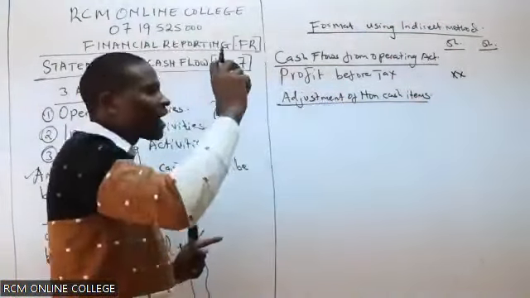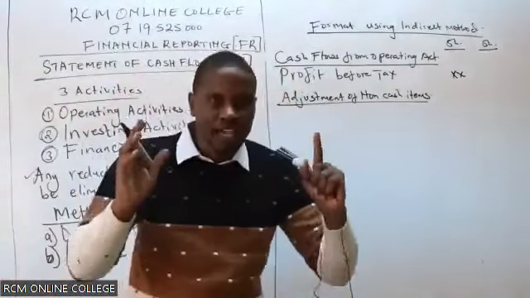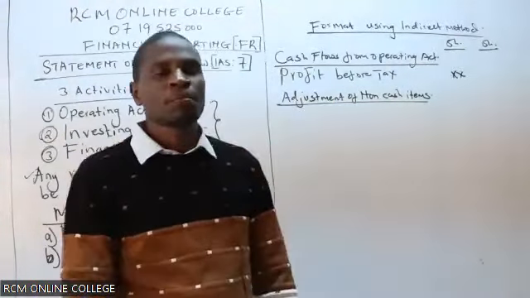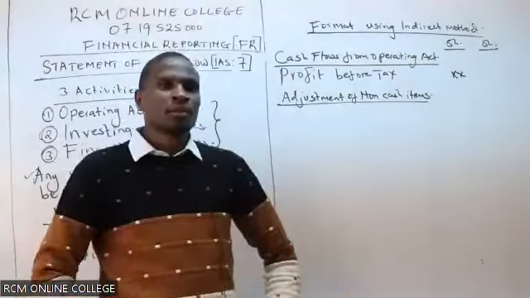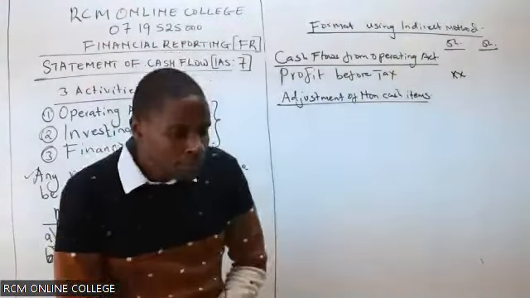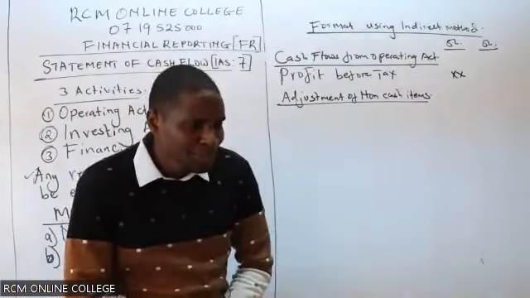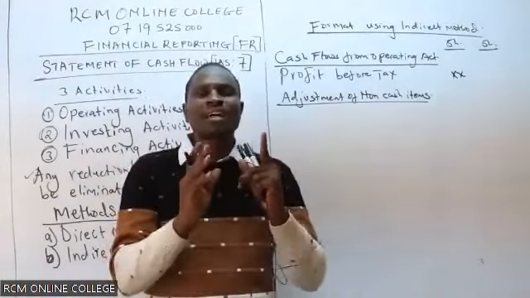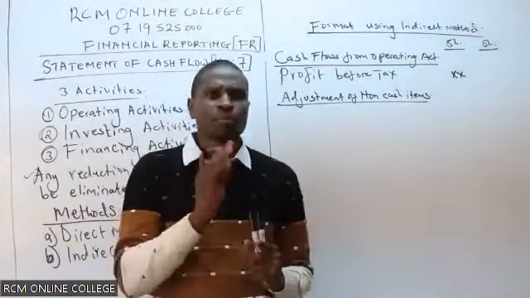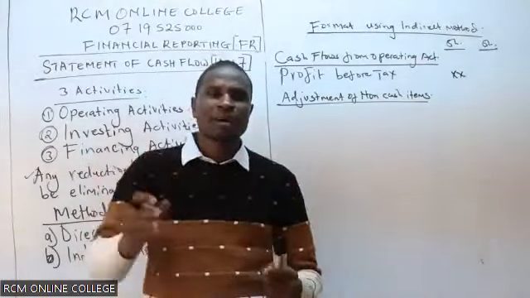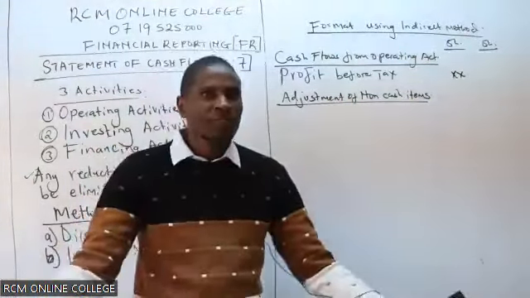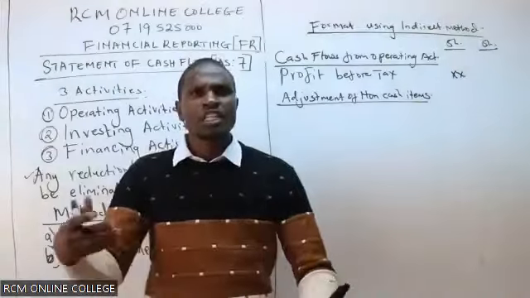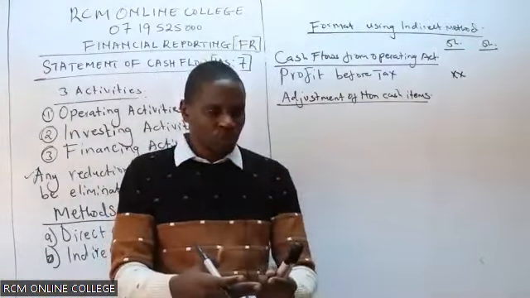Adjustment of non-cash items. Who can give me one of the non-cash items that you know? Just give me one. Impairment, depreciation. Thank you so much. Non-cash item. Something that is a provision. Remember, depreciation is a provision. An accountant sits there and says, let's provide for depreciation at a rate of 25%. Provision. Gain on disposal. You see, those are just provisions.